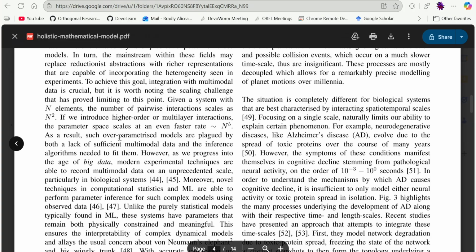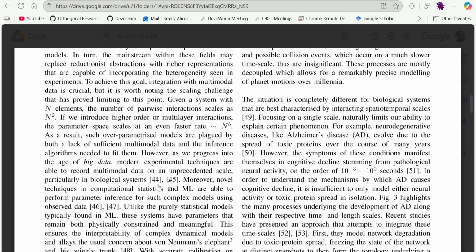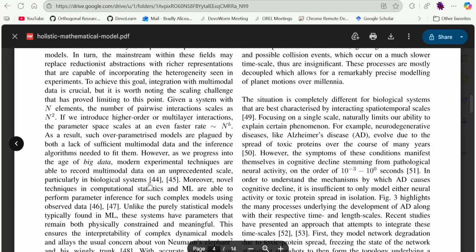As a result, such over-parameterized models are plagued by both the lack of sufficient multimodal data and the inference algorithms needed to fit them. However, as we progress into the age of big data, modern experimental techniques are able to record multimodal data on an unprecedented scale, particularly in biological systems.